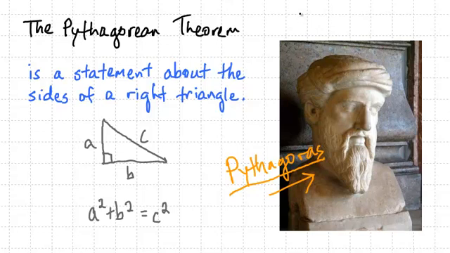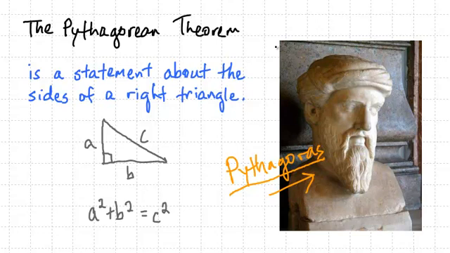Hi everyone, let's talk about the Pythagorean Theorem. The Pythagorean Theorem is a statement about the sides of a right triangle. And some of you might remember from previous class the equation a squared plus b squared equals c squared. That's the kind of important part of the Pythagorean Theorem.